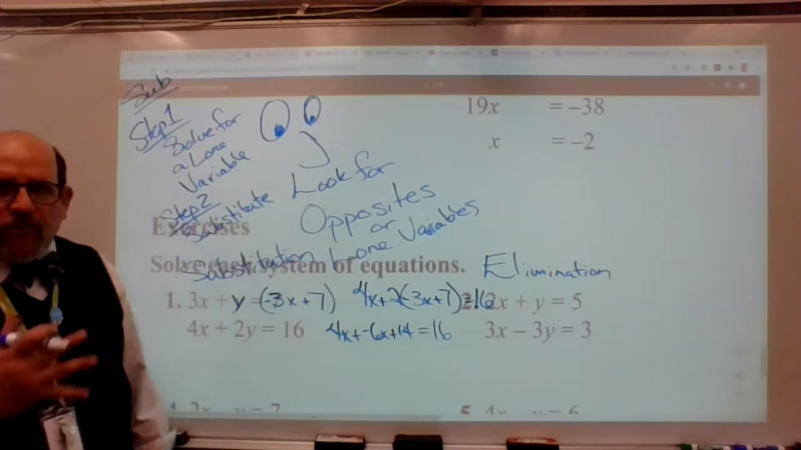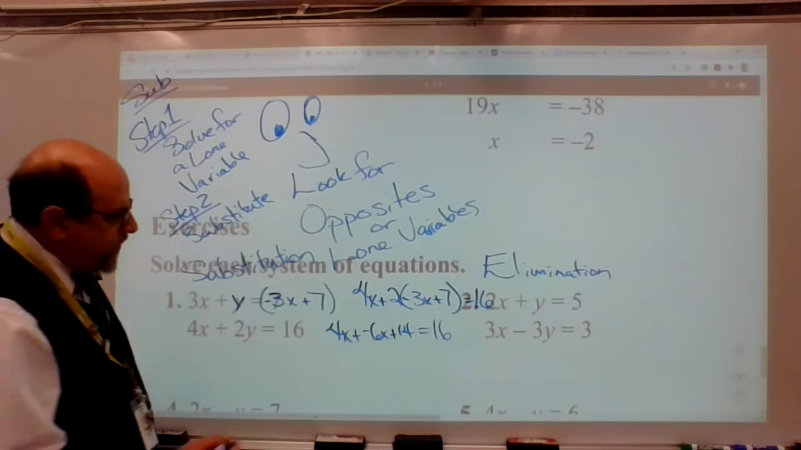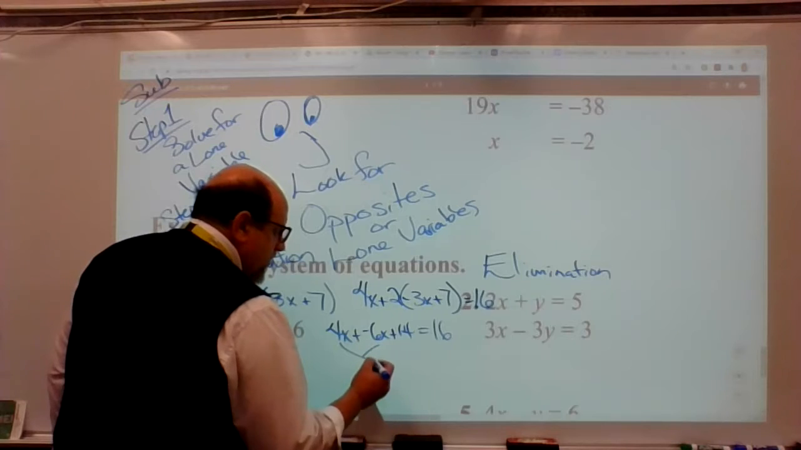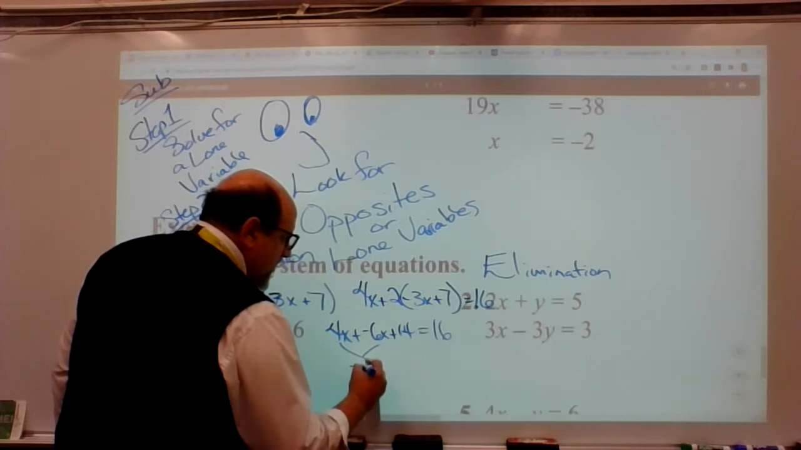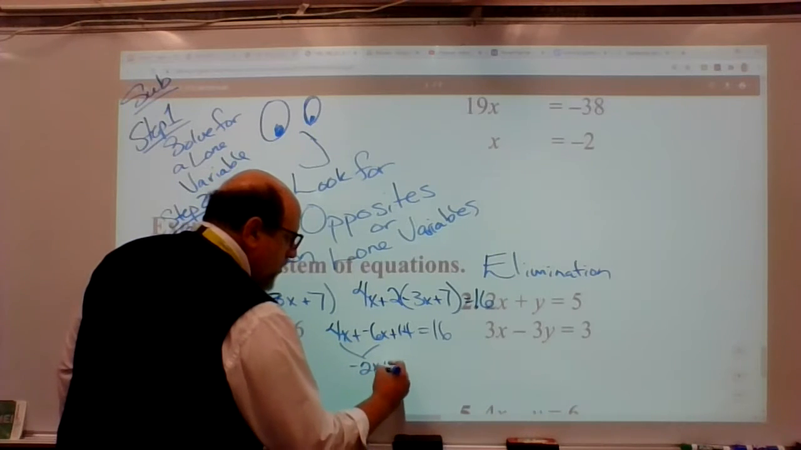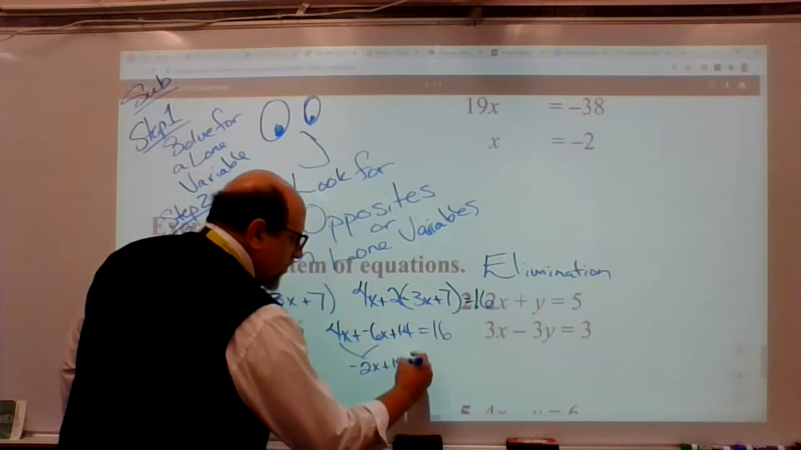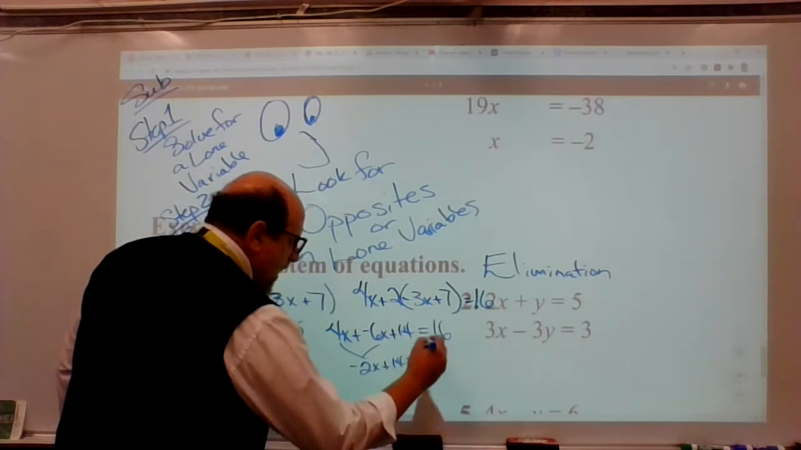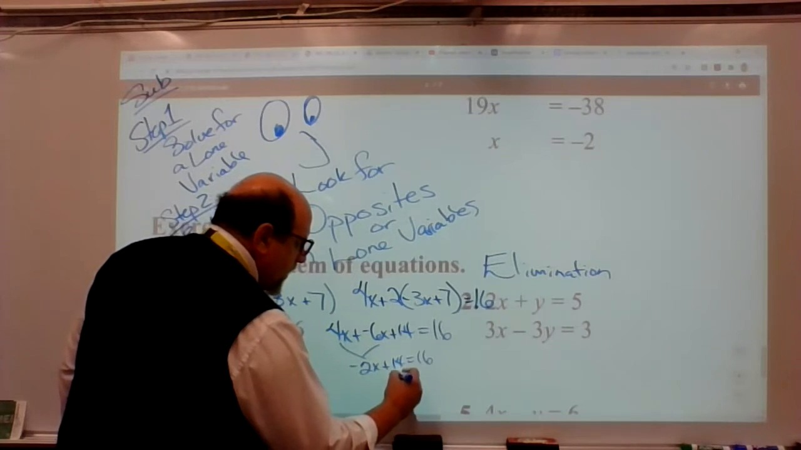Now we can solve for x. 4x plus negative 6x is negative 2x plus 14 equals 16. We subtract 14 from both sides, right?